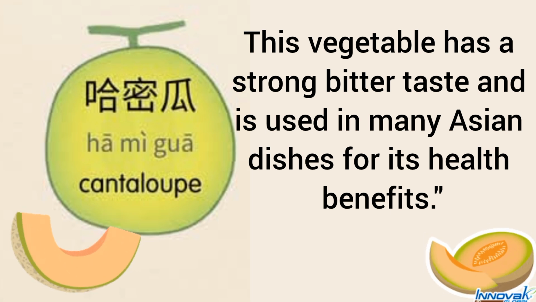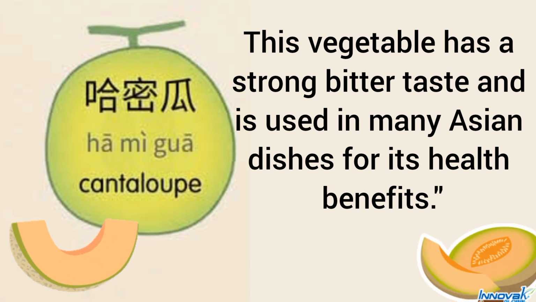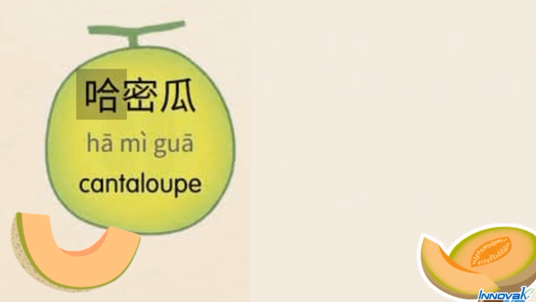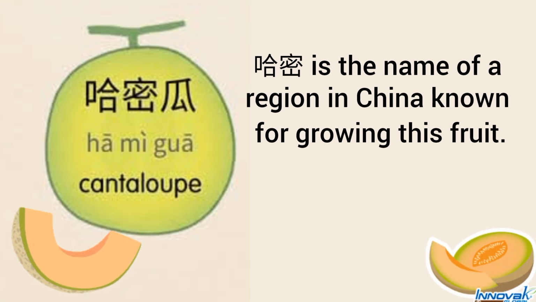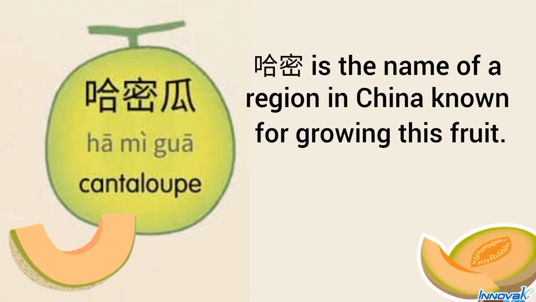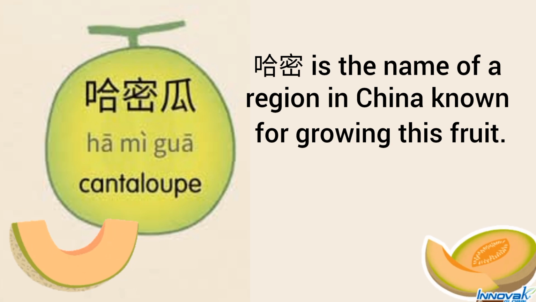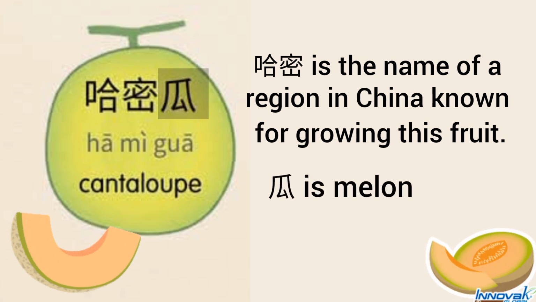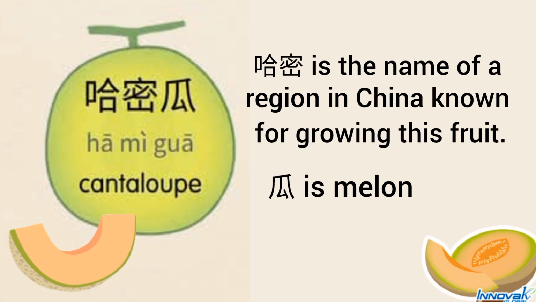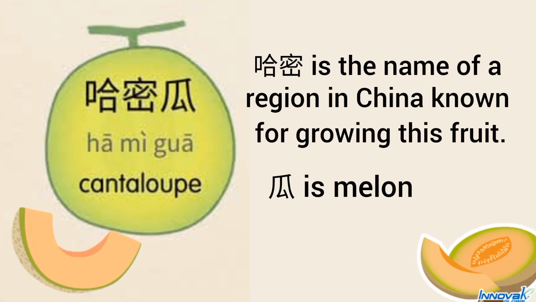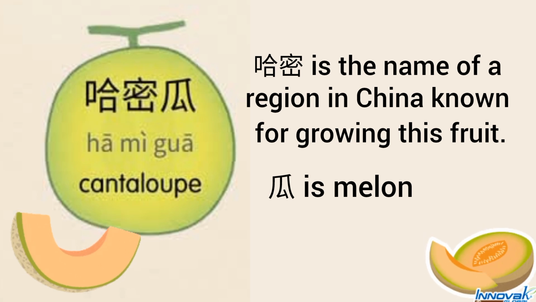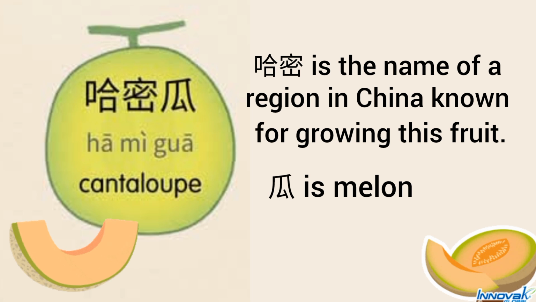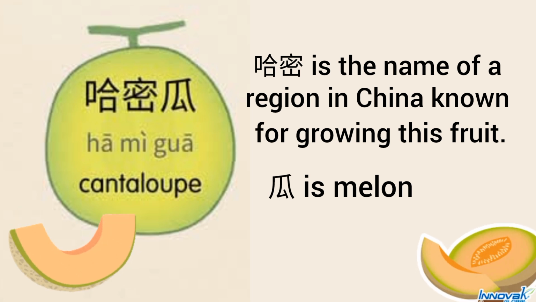It has three characters, having different meanings, which are interesting and learnable. First two characters, 哈密, stand for the name of a region in China known for growing this fruit. Last character is 瓜, it stands for melon, which is our main character. So together it makes 哈密瓜, hammy melon, cantaloupe. Hope you learn it. Let's watch examples to learn it even more.